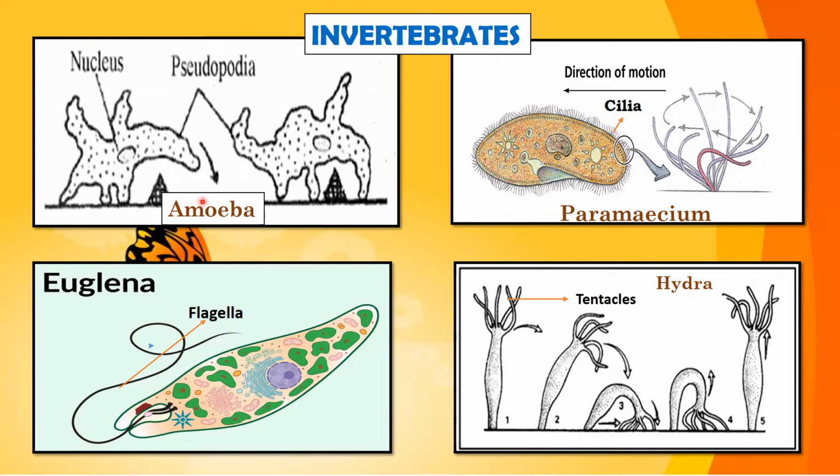First is amoeba. Amoeba is a unicellular organism which is found in water, and it moves with the help of pseudopodia, which means false foot. These are temporary finger-like projections or outgrowths. The entire body of amoeba moves in the direction in which the pseudopodium is formed.